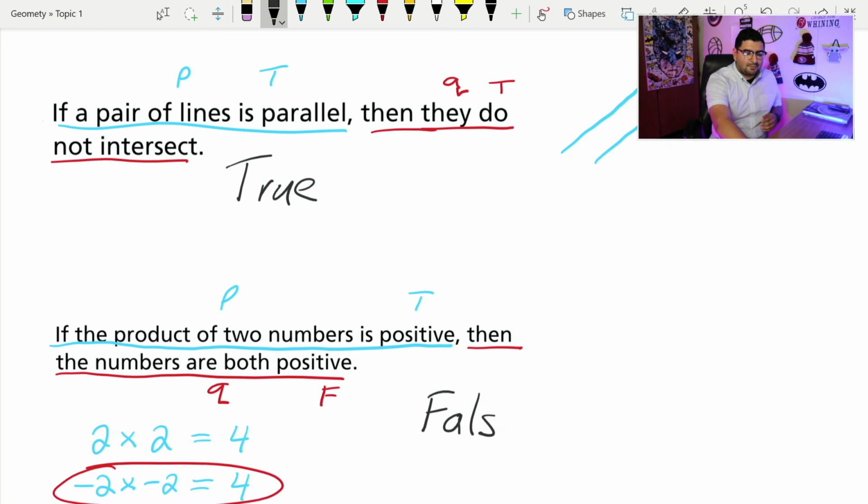So these are two examples of how we use a truth table to find the truth value of our conditional statements. One was true, one was false.